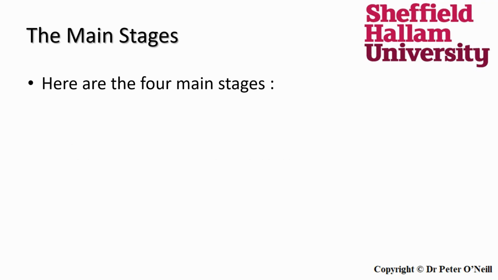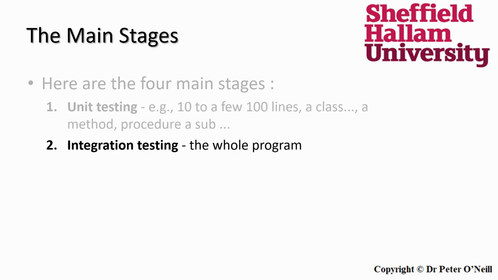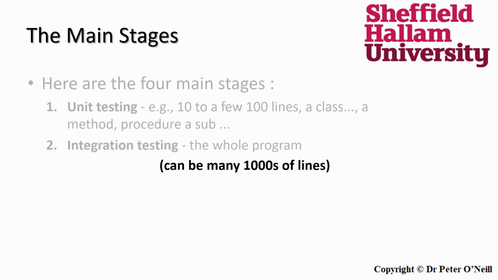Main stages. Here are four main stages. Unit testing, e.g. ten to a few hundred lines: class, method, procedures, and also sub-procedures. Integration testing, the whole program. Does it all cohesively stick together? Is it secure? Does it fall over? Does it crash? These can be thousands of lines.